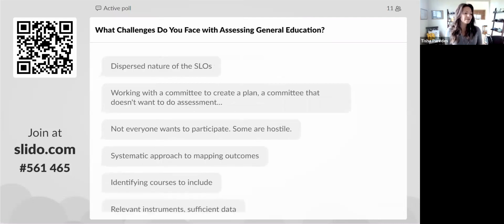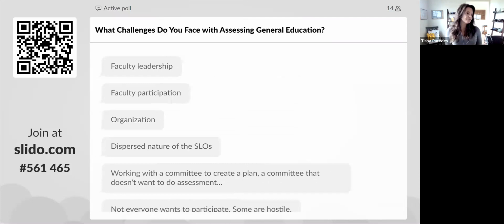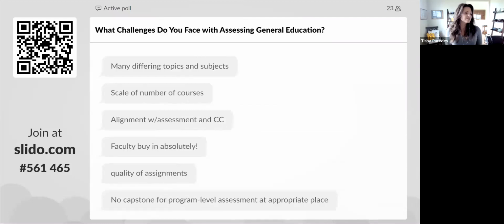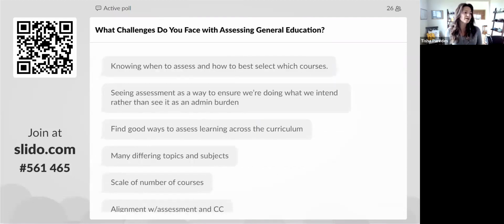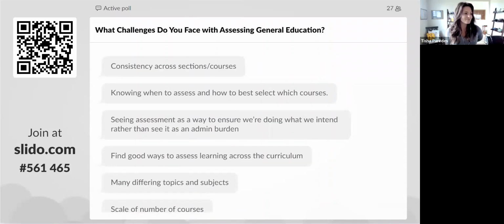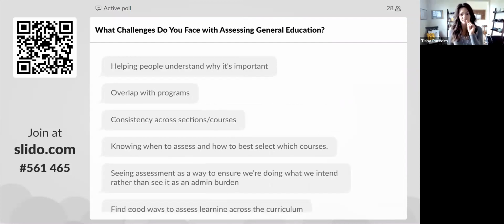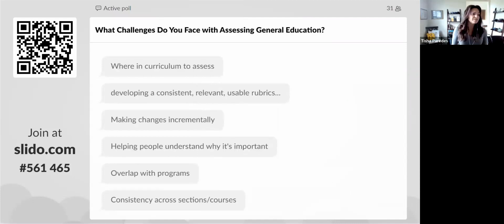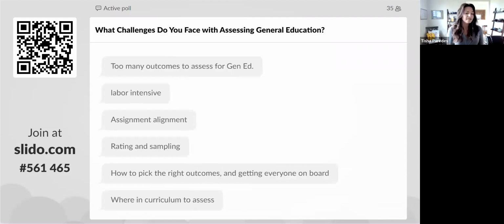Relevant instruments, identifying courses, and they're going to come in pretty quickly. Leadership, faculty participation and leadership. A distribution of SLOs, scoring is different for courses, many different topics and subjects. Whew, you humans are typing really, really quickly. Consistency across sections and courses. That's really important here, and we'll touch on that in a little bit. Making changes incrementally, being consistent, and then where in the curriculum to assess. Very good. You can keep them coming.